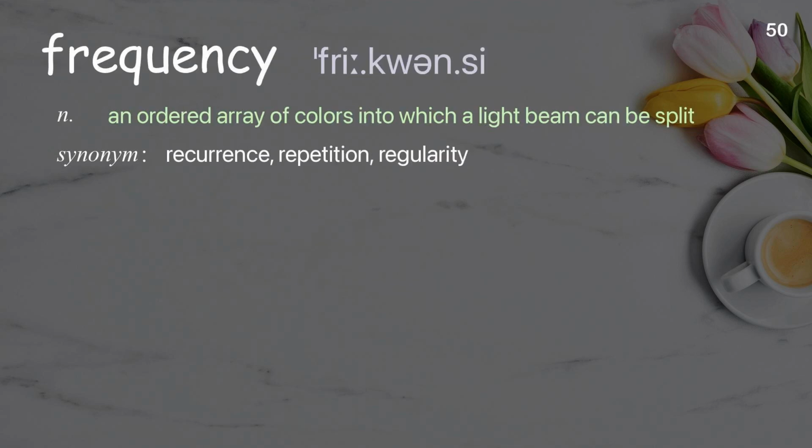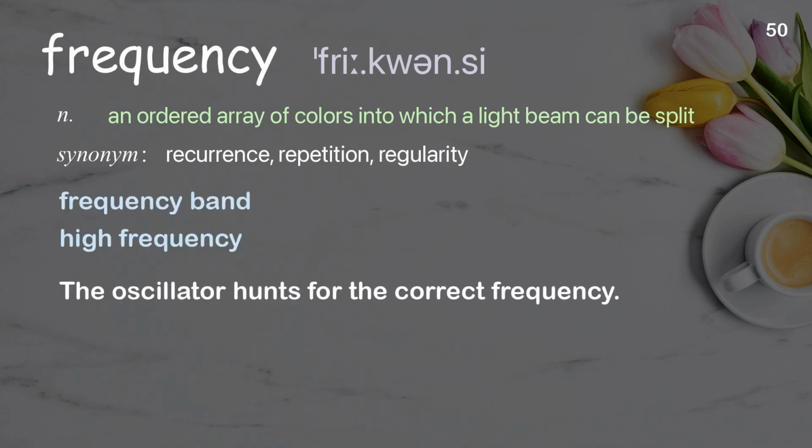Frequency. An ordered array of colors into which a light beam can be split. Examples: Frequency band. High frequency. The oscillator hunts for the correct frequency.